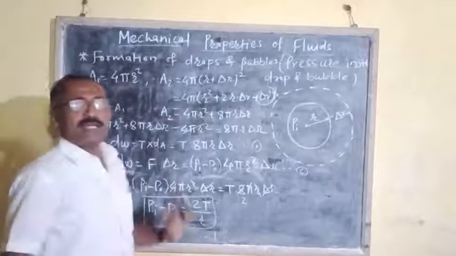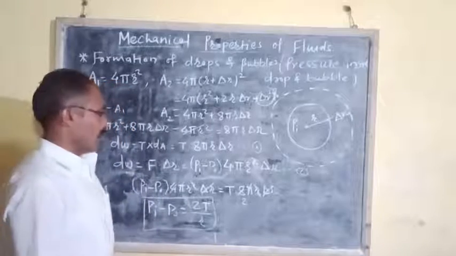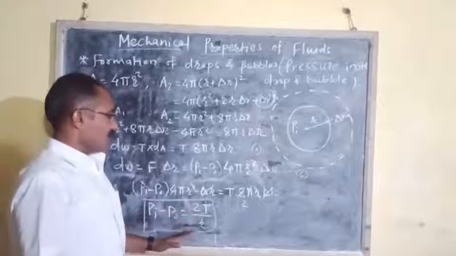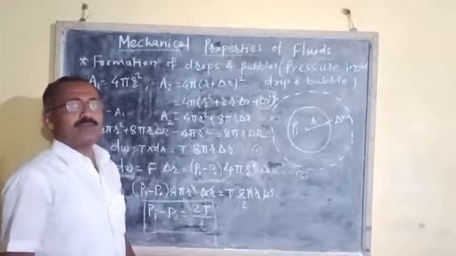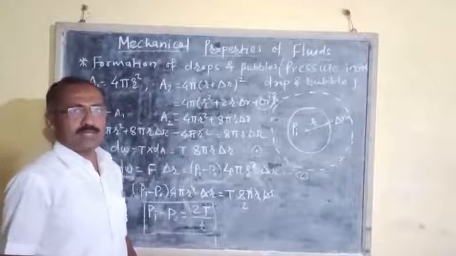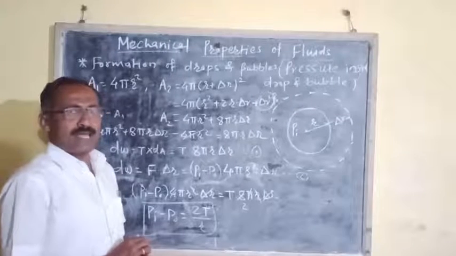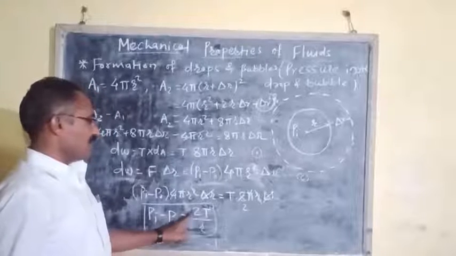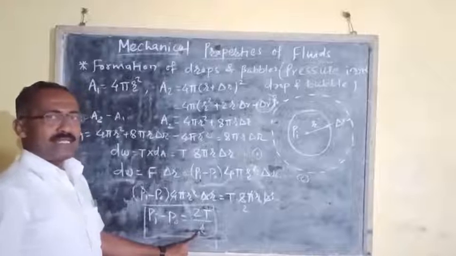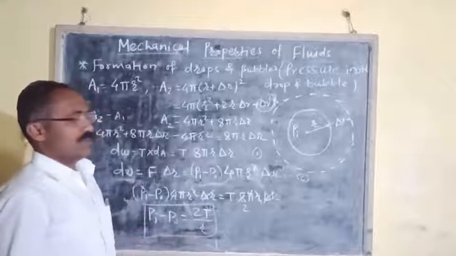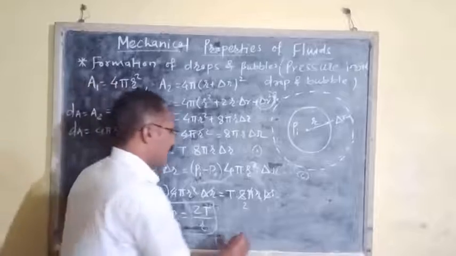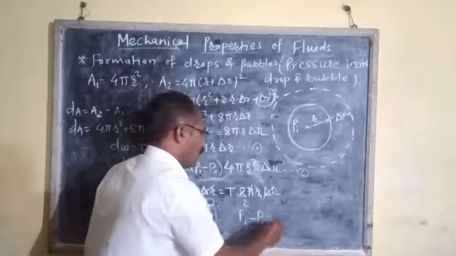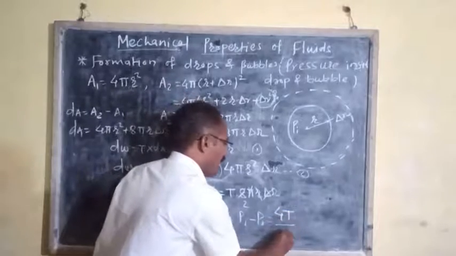This is the excess pressure inside the drop. For a soap bubble, there are two surface areas. Therefore, as it has two surfaces, the excess pressure inside the soap bubble is given by Pi minus Po is equal to 4T upon R.